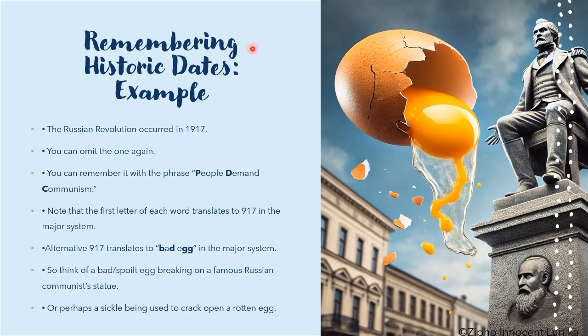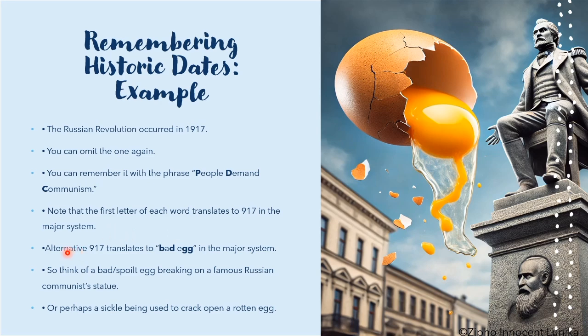Some more examples on historic dates. So the Russian Revolution occurred in 1917. You may omit the 1 again. And you can remember with the phrase, people demand communism, right? Where each consonant of this particular phrase is the major system equivalent of these numbers. So 9 is P, 1 is D, and communism is 7. So I note that the first letter of each word translates to 917 in the major system.